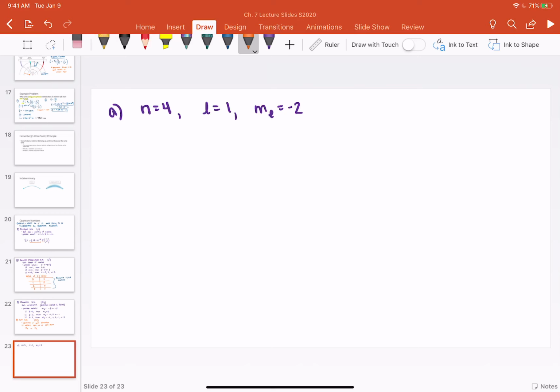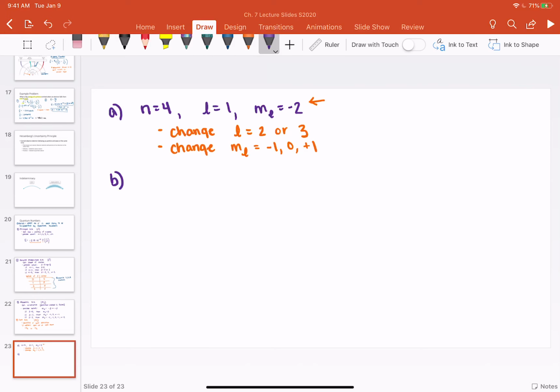Well, there are 2 options here. Option 1 is that we change L to equal 2 or 3, because what that will do is it will allow this M sub L value to be within the confines of that L. Alternatively, we could change M sub L to negative 1, 0, or positive 1. And making either of those changes would correct this set of quantum numbers.